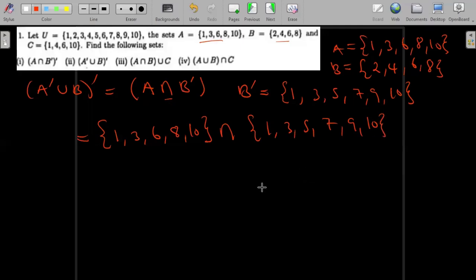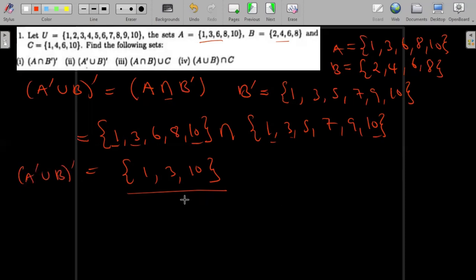Now, the intersection is what is common in both of these sets. So what is common, if I check, I have 1 there, I have 1 there. I have 3 here, 3 is also there. And what other thing is common here? The other element is 10. So I have 10 here and 10 there, and I can just conclude this here. So this is what sits in my set.